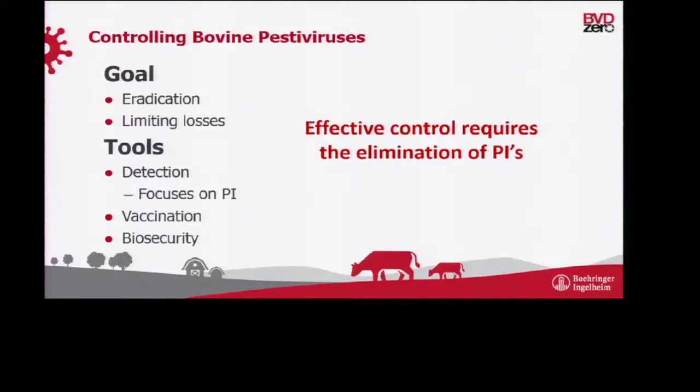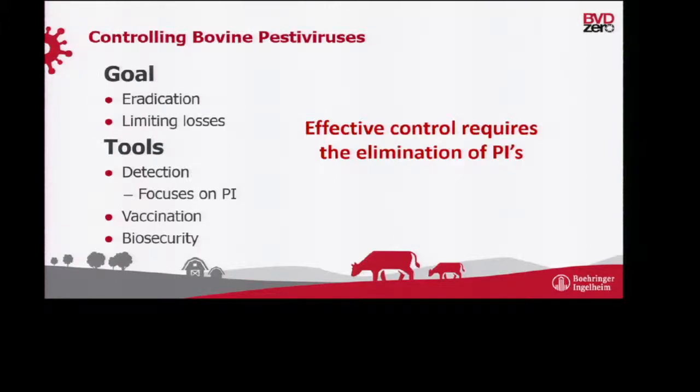But when you're going to talk about controlling bovine pestiviruses, you have to decide what your goal is. As Dr. Brownlee told us this morning, you can either look at eradication, getting rid of it, which I guess we should all be saying elimination now, but because I had this on my slide already, we're going to call it eradication. Or you can talk about limiting losses, and you're going to live with BVD there. You're just going to try to mitigate what it's doing to you. So you have to decide what your goal is going to be.